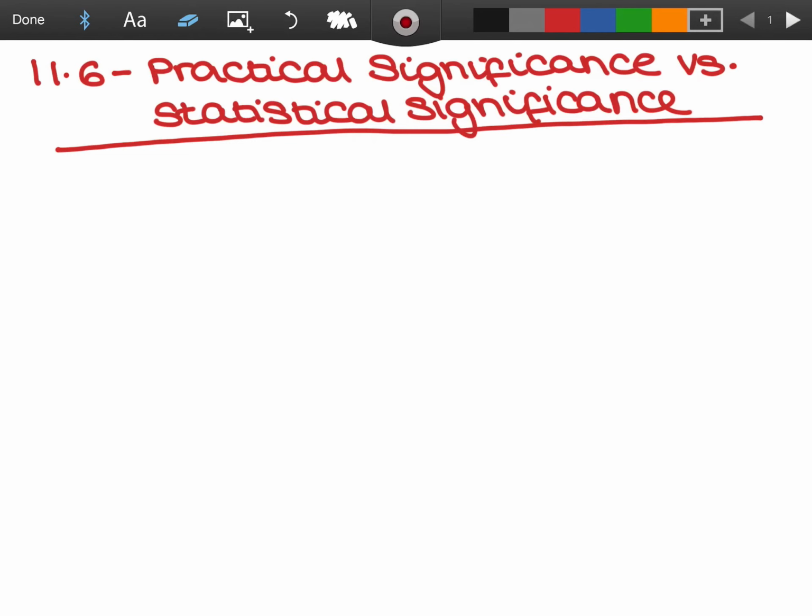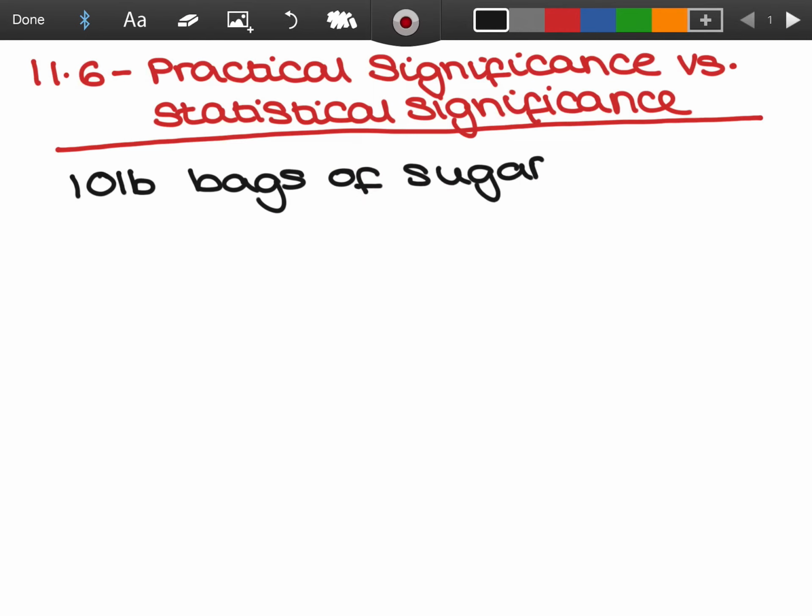Let's say that you have bags of sugar that are 10-pound bags. So we have 10-pound bags of sugar. Okay. So you're saying that the mean amount that they are filled is 10 pounds. But you take a sample of this population of bags of sugar, and the average amount in the sample is 10.01 pounds. So the sample mean is 10.01, okay? But the population mean, you think, is 10 pounds.